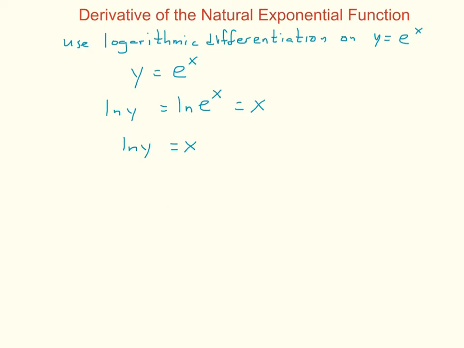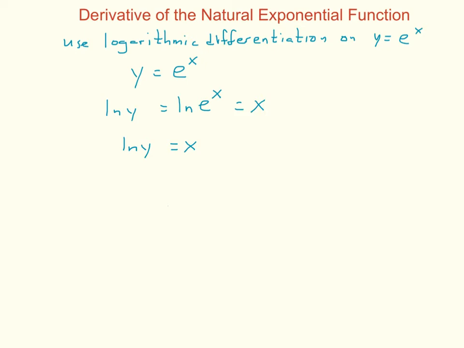And so I wanted to find with e to the x, y equals e to the x, so I have y equals e to the x. Logarithmic differentiation tells me that I just take the natural log of both sides. So I have the natural log of y equals the natural log of e to the x, which we know by our inverse relationships that the natural log of e to the x is just x. So what I now have is that the natural log of y is equal to x.